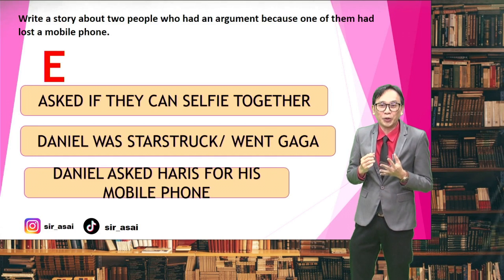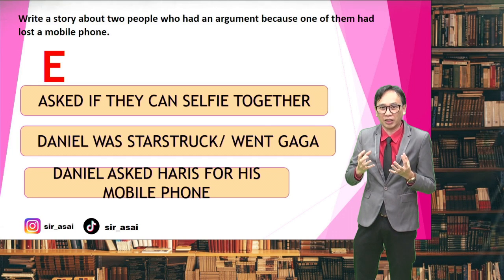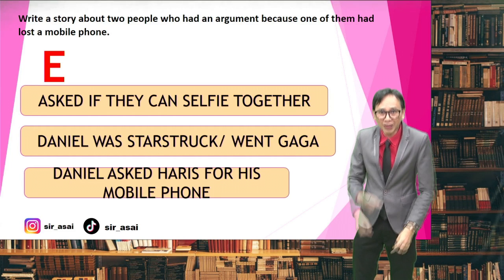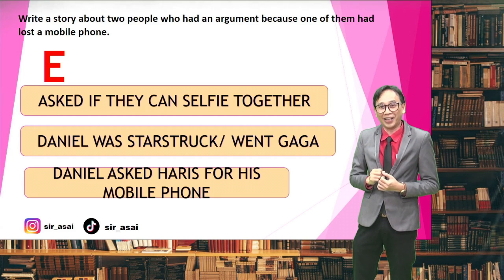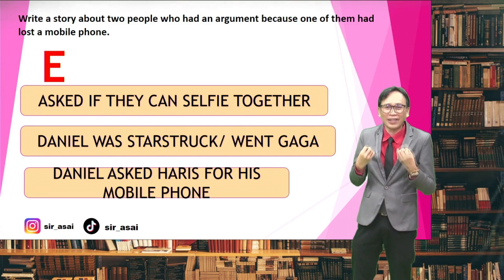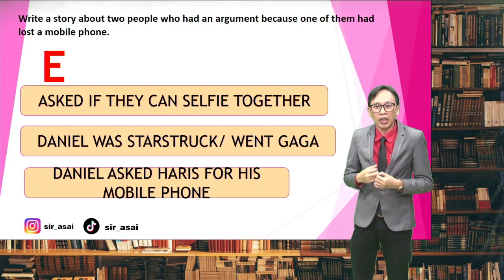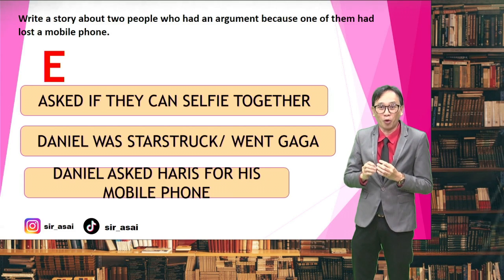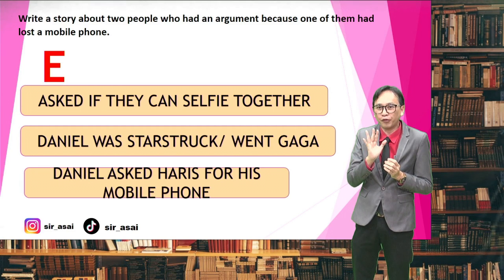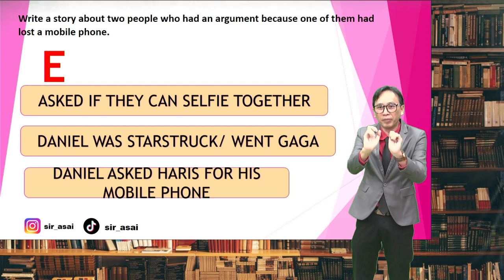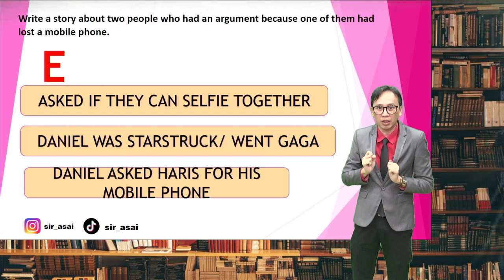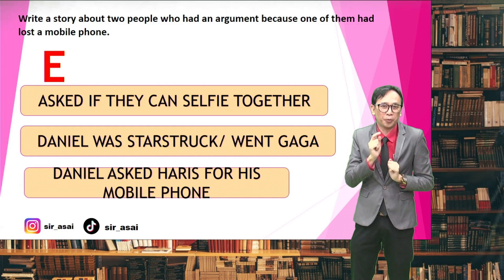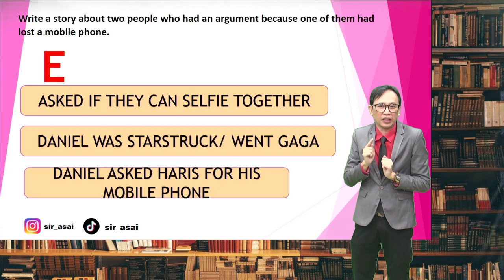So Daniel was starstruck and he went gaga. What is the meaning of went gaga? Went gaga here means like going crazy, falling in love. So after they finished taking the pictures, Daniel asked Harris for his mobile phone. Now before we go to the next K, meaning climax, something unexpected happened. So guys, tell me, can you plan out what is the incident?